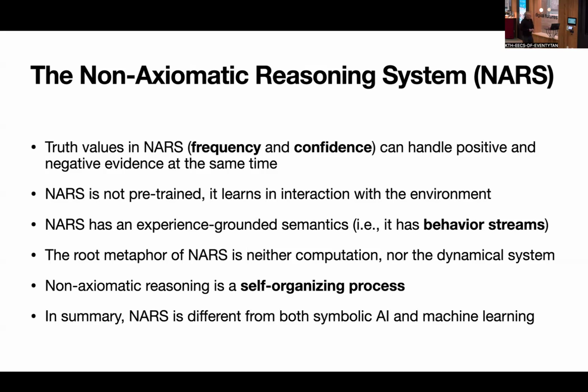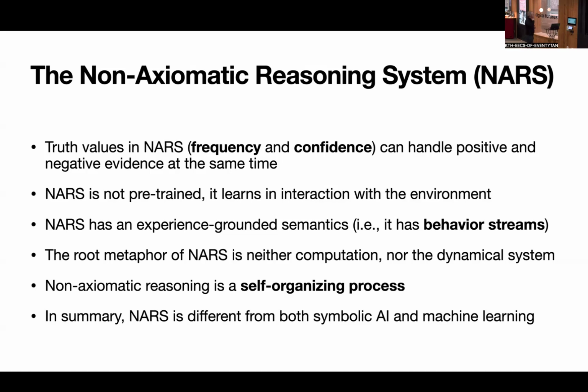And also, as Patrick mentioned, this truth value of frequency and confidence can really handle both positive and negative evidence at the same time. And extremely importantly, NARS is not pre-trained, as compared to all machine learning based systems. NARS learns in interaction with its environment. It has a fixed set of mechanisms that are applied in each cycle. So it's born, so to speak, with these mechanisms and learns after it's born.